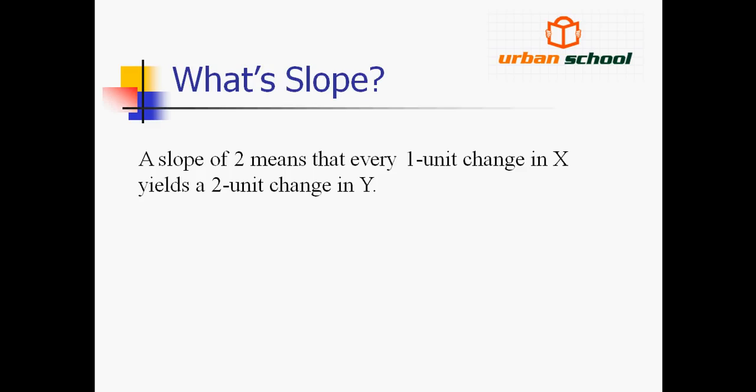So let's say somebody says there is a slope of 2. What does that mean? It means for every unit change in x, the output will change by 2 units in y.